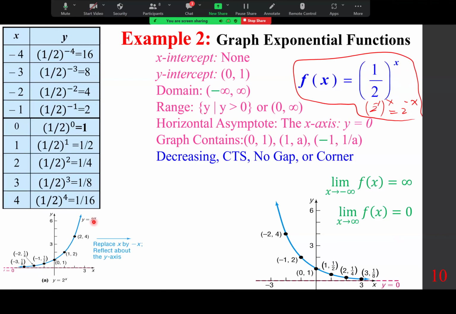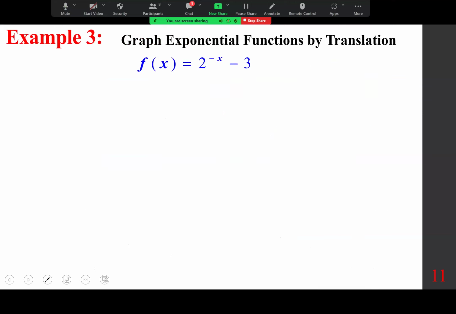So first understand 1/2 to the power of x is the same as 2 to the power of minus x. As we go from 2 to the power of x to 2 to the power of minus x, we change the x to minus x. That means reflection with respect to the y-axis. That gives you the graph. So you can do it with transformation. Now graph the exponential function by translation or transformation, where f of x is 2 to the power of minus x minus 3.